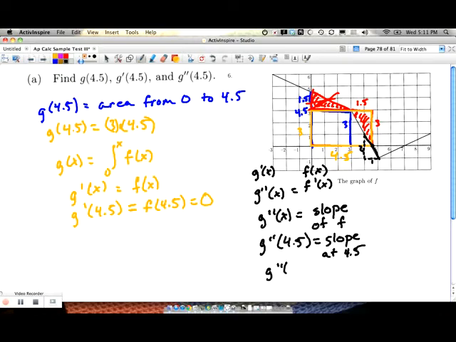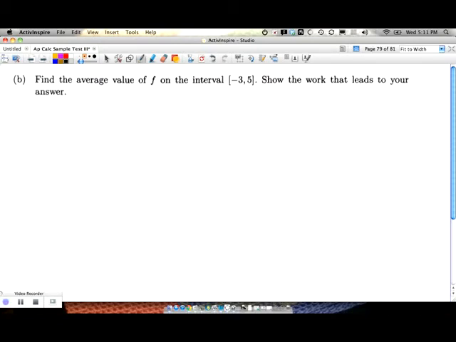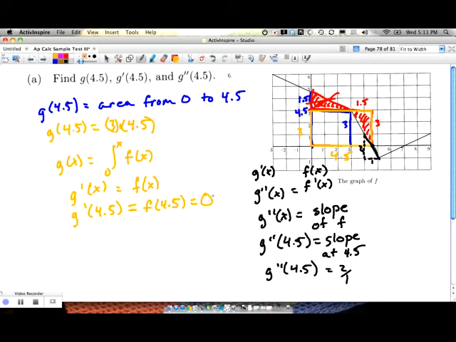Part B. Here, I'll go back for those of you that missed it. Pause the video if you need to. I'm moving on. Ready, set, pause. Find the average value of f on the interval -3 to 5. Show the work that leads to your answer.